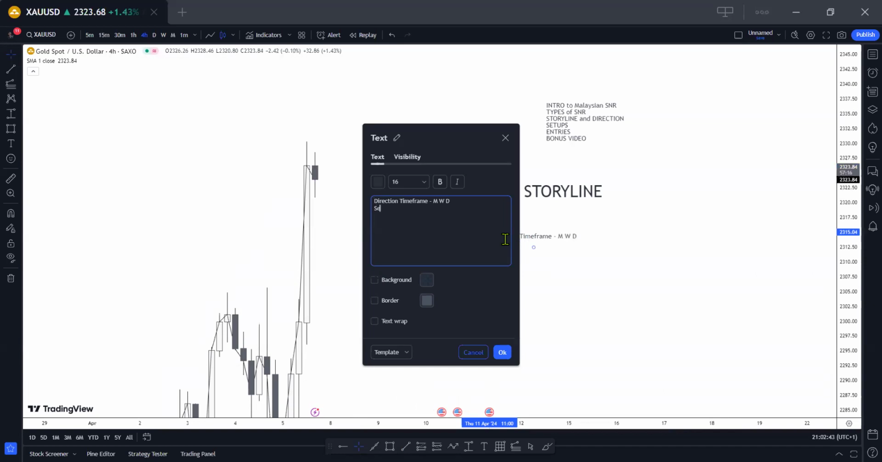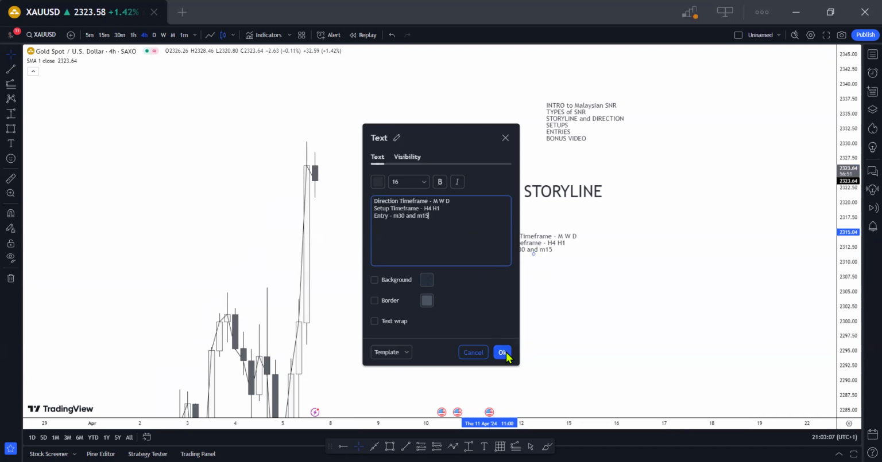Okay, so we have the setup time frame. Our setup time frame is H4 and H1, right? Then we have the entry time frame. Okay, entry. How do I enter? So entry time frame M30 and M15.